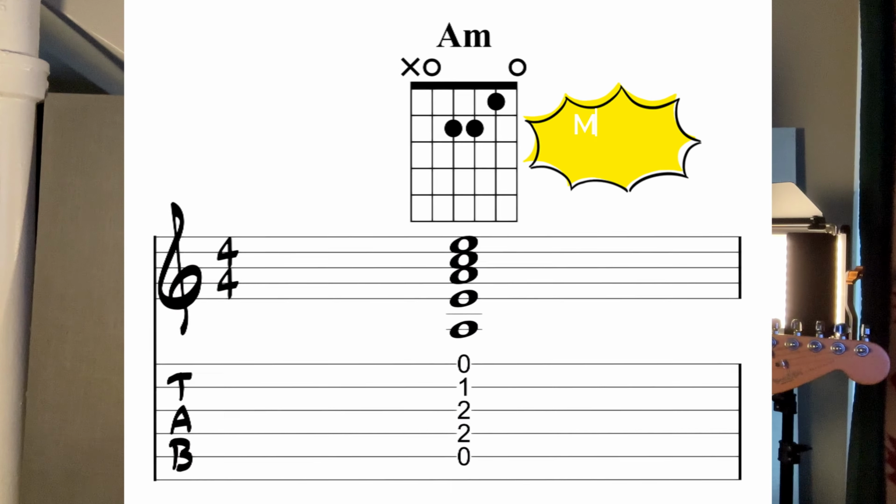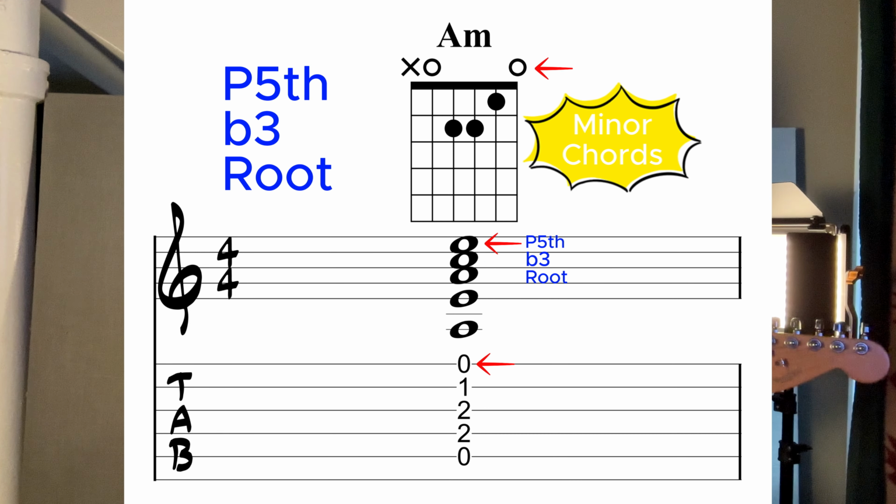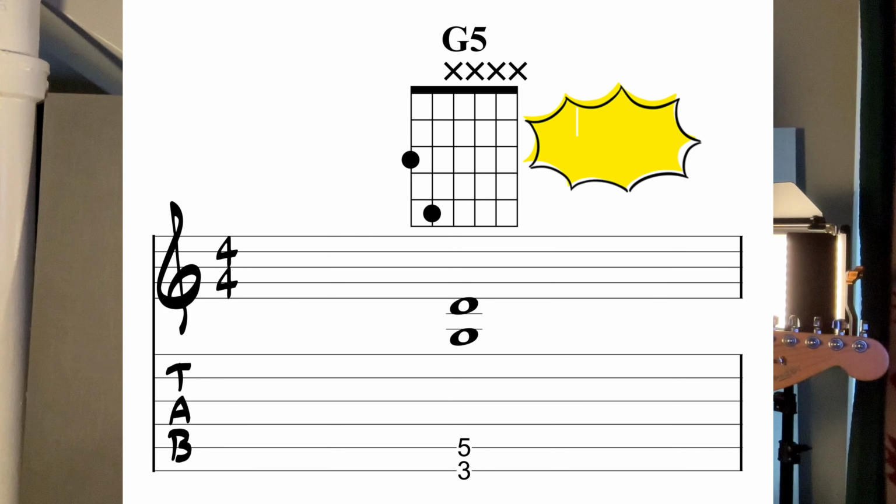Minor chords. These chords consist of a root, minor third, and a perfect fifth. They are often described as having a sad or a dark sound. Examples include A minor and E minor. Power chords, also known as fifth chords.